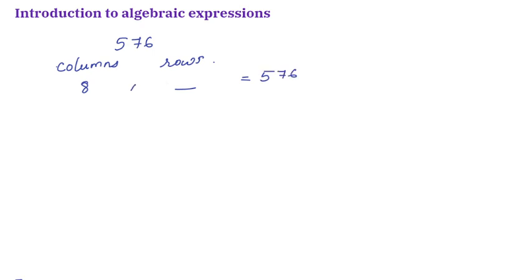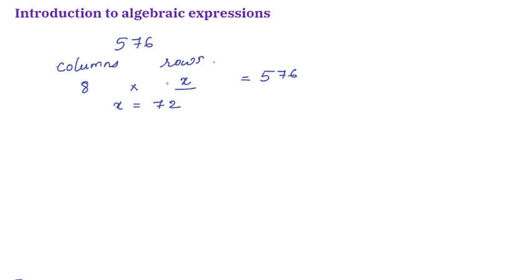So 8 into, here we have some unknown value. Here we will put it as x and we will have the total as 576. Now what is the x value here? Here x is equal to 72, right? Because 72 into 8 is 576.